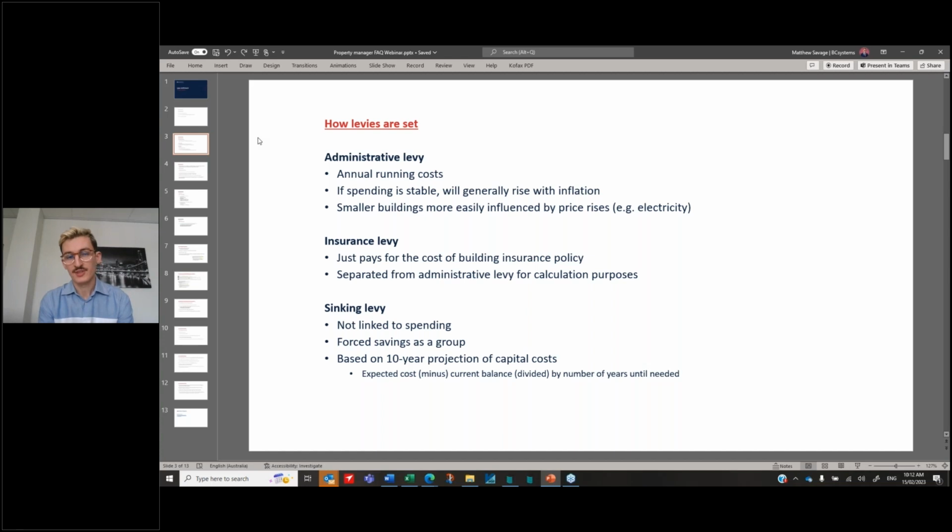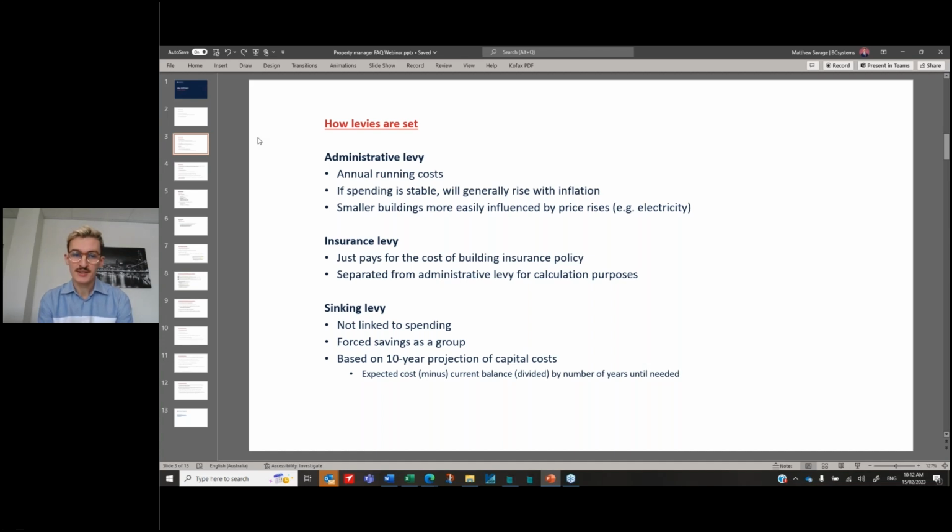The idea of the sinking fund levy, I suppose, is that if a body corporate didn't have a sinking fund and things needed to be done on the property which were expensive, it would be very difficult to get owners to pay big lump sum payments of $10,000, $20,000 at a time. So instead, the law requires owners to pay that money in every year. So the theory is when the body corporate needs to spend it, it's already got it or got most of it in the bank account.